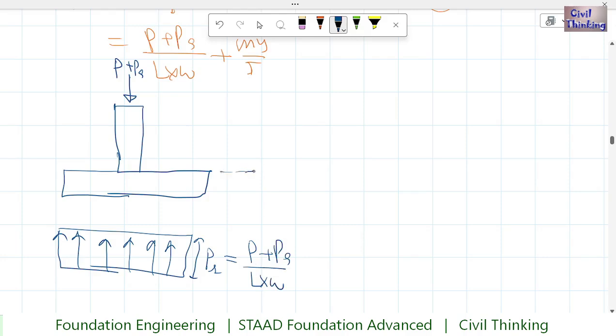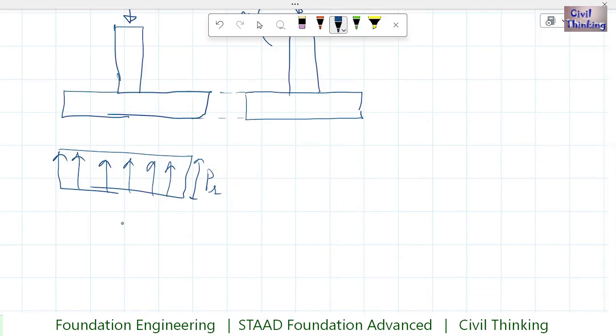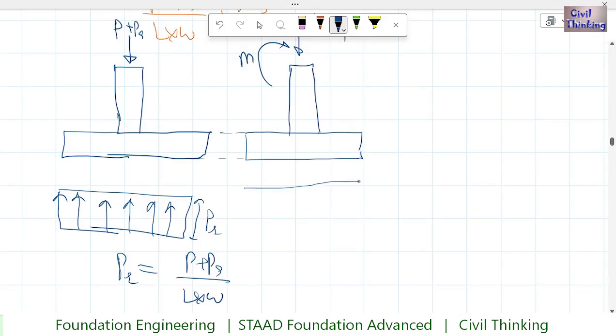Now if we have P plus PA and we also have a moment, okay, then what is going to happen? Let me write it here. If we have a moment, okay, we are not going to have this, right? We will not have this, but we will have this, right? So this is our pressure diagram, right? And we have, this is P max and this is P minimum, okay?